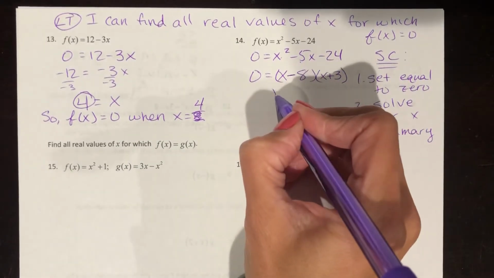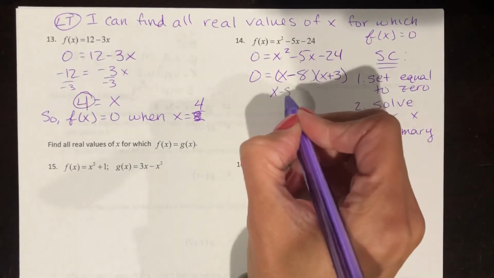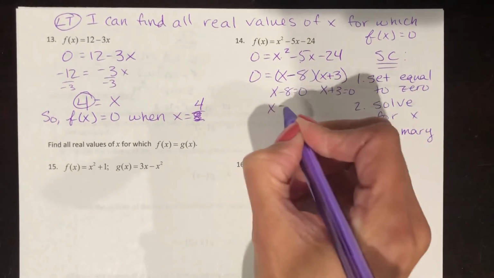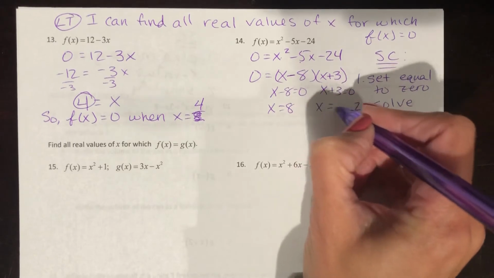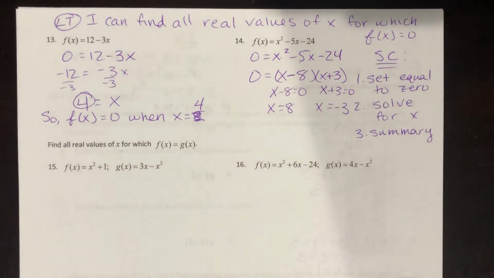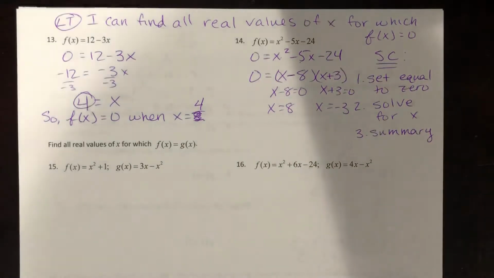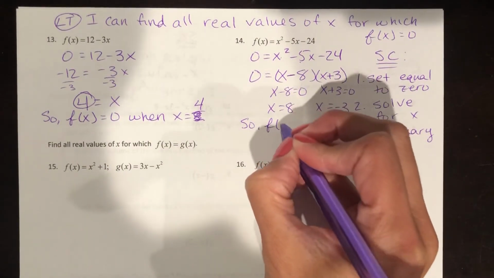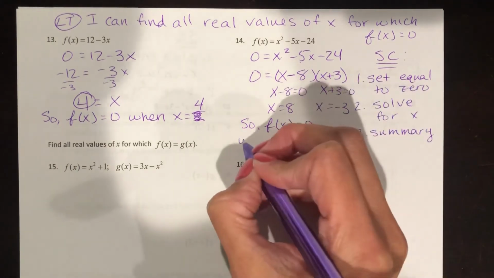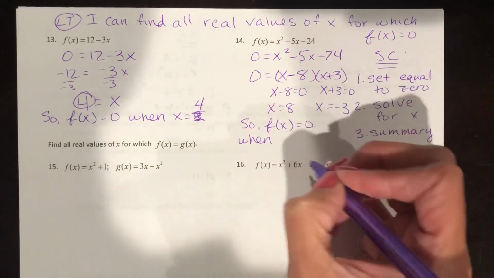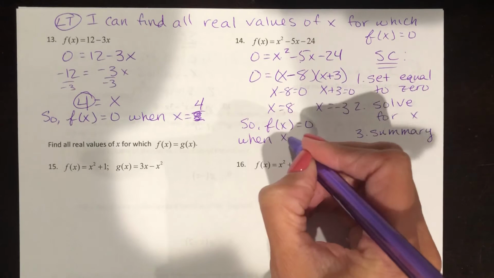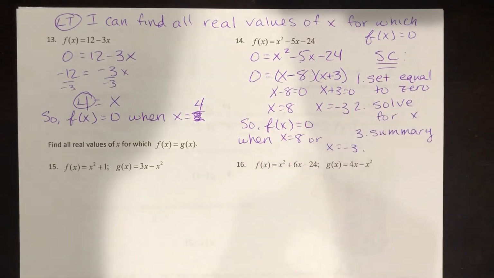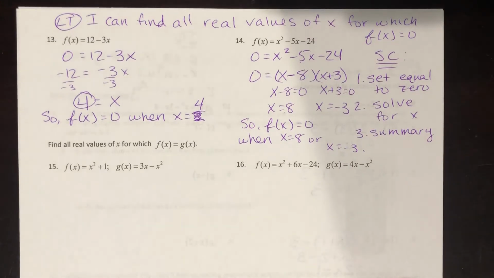And so now I can set each of these equal to 0. So x is 8 or negative 3. So to summarize, f of x equals 0 when x equals 8 or negative 3.